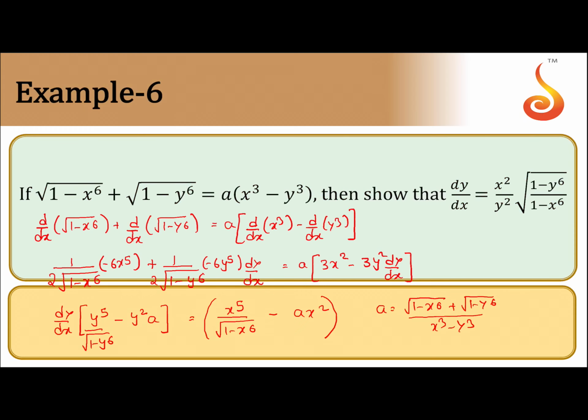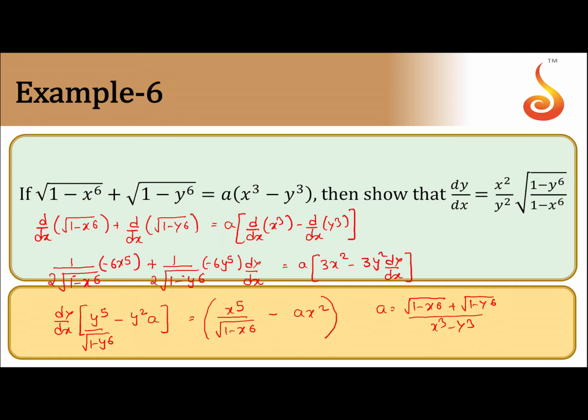Now let us cross check once again. This is nothing but minus 6x to the power 5 by 2 under root of 1 minus x to the power 6, plus minus 6y to the power 5 dy by dx by 2 under root of 1 minus y to the power 6, equals a into 3x square minus 3y square dy by dx. Now, dy by dx we are collecting at one place. So in both the cases, it will be negative. We take that to the other side, so minus y square a.